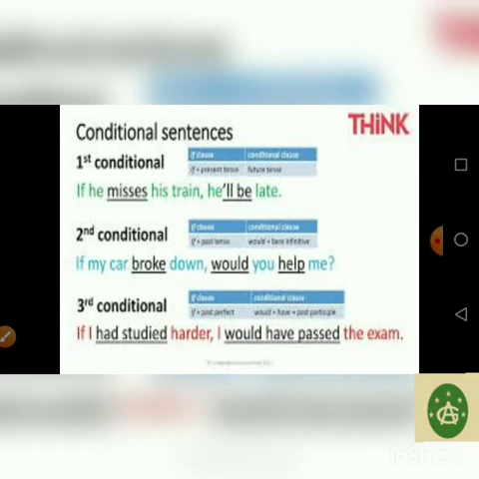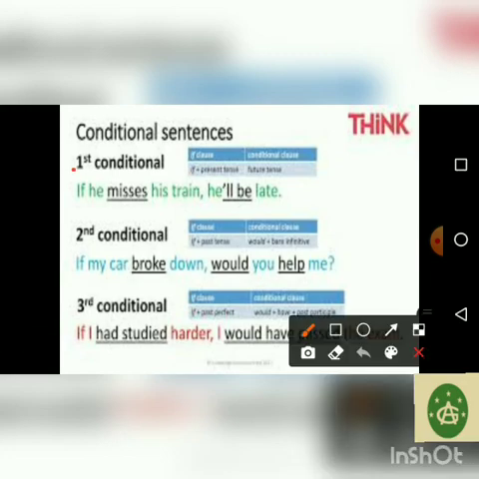For example, these 3 main conditional sentences are important for you right now: first conditional, second conditional and third conditional. These 3 are really important right now for you people. Okay, because in the book also only these 3 are discussed.